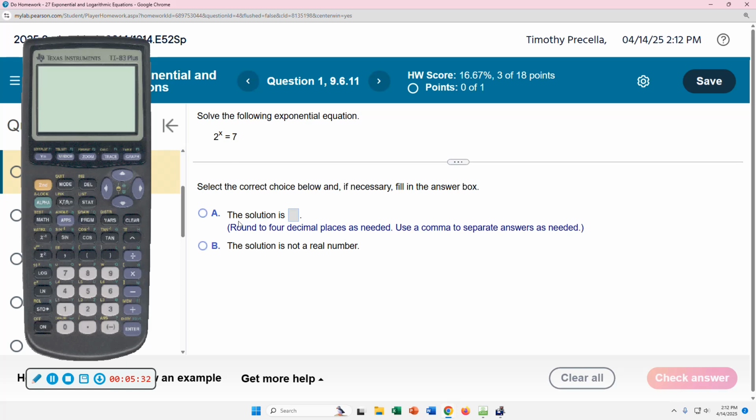I wanted to mention something. Be sure to look at these instructions every time. It isn't always going to say round to 4 decimal places. And if you mess up on a homework, okay, but you don't want to miss a problem on the test because you rounded to 4 decimals when it's only asking for 3. Okay? Switch to my paper.